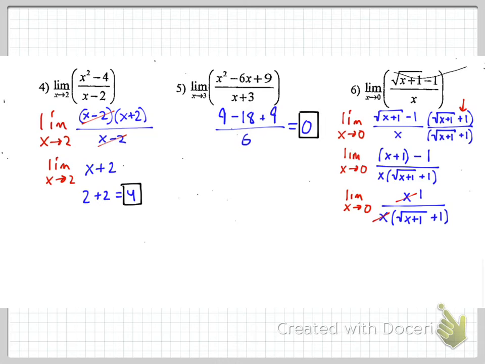And at this point, I can now substitute in the 0. So I'm going to do that. I get the square root of 1 is 1. 1 plus 1 is 2, so we get 1/2.